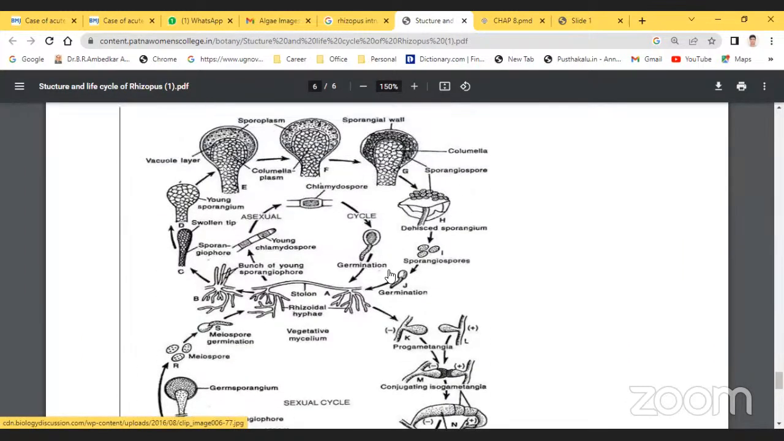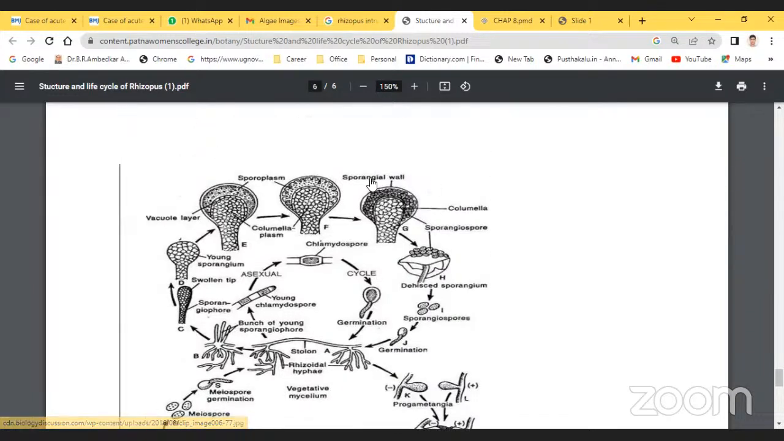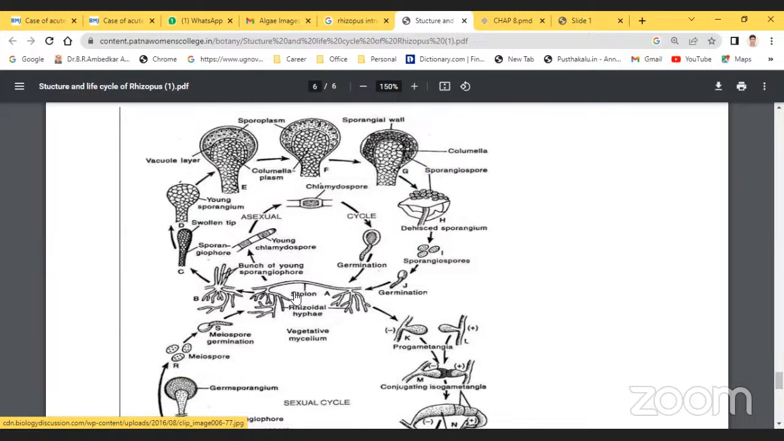So here these are the asexual and sexual reproduction in the Rhizopus cell cycle. The first one is the stolon, and a bunch of young sporangiophores. In asexual reproduction, the first one is the sporangiophores and the second one is the chlamydospores. Here this is the sporangiophore, the swollen tip, the young sporangium, the sporoplasm, vacuole layer, and columella.